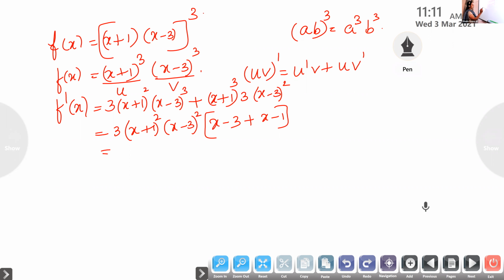Is it okay? So now look at here. We are finding f dash of x as a product of linear terms. Look at here, each factor is a linear factor. Here we have 3 into 2, we are combining this 2 here. Is it okay, Aditya? 2 into 3, it is 6.